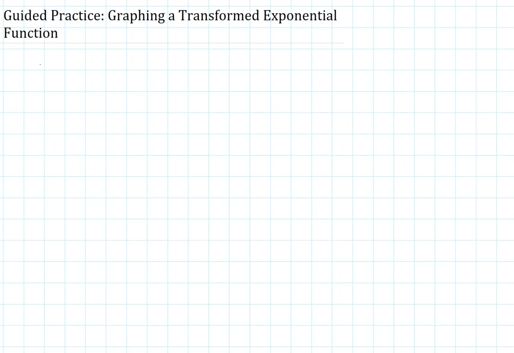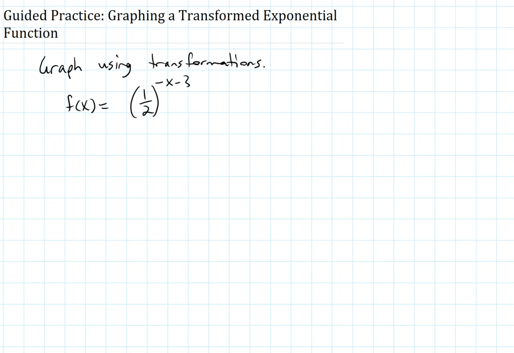The example we're going to do is we're going to graph using transformations. Okay, so we'll need a parent function in the transformations. The function that I want you to graph is f of x equals 1/2 is our base to the power of negative x minus 3, and then out to the side minus 6. So we're subtracting 6 from this whole thing. Okay, so make sure you've written that in a way that you'll be able to read it later.